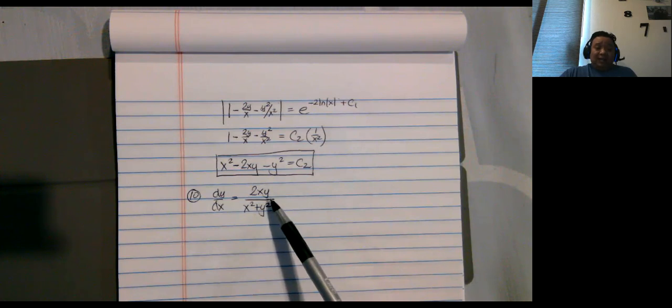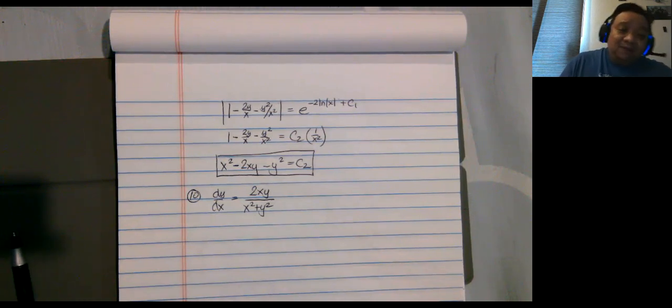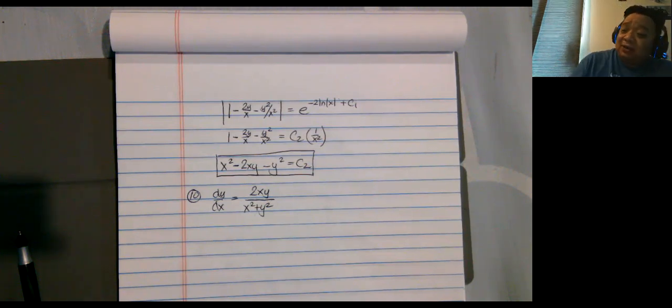So to do that, I need to divide something, right? Each term has to be divided by something. What do I divide into everything? Or what do I multiply to every term? Because 1 over x is not going to work this time. It's going to have to be x squared, right? So how do you know it's x squared?